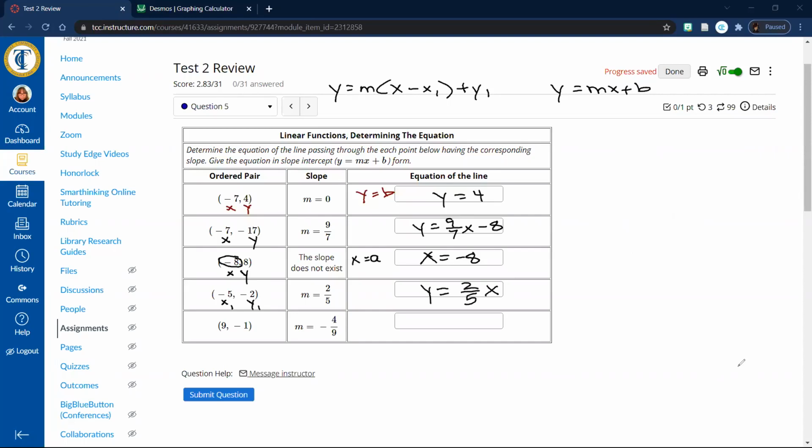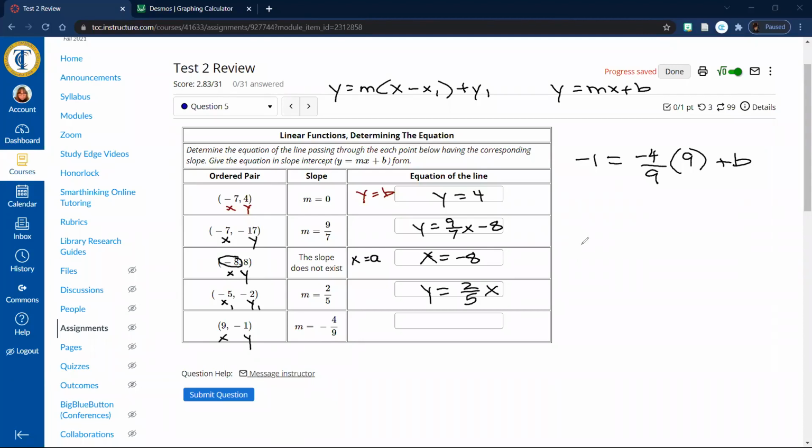It doesn't matter which formula you use. You can use either one. Just know that if you're solving for b, you've got to then set up the formula afterwards. Let's go ahead and use that one with this one. So we have m equals -4/9, and then we have 9/1, so we'll make that our x and y. So then setting up y equals mx plus b, our y is -1, which equals -4/9 times 9, which is our x, plus b.